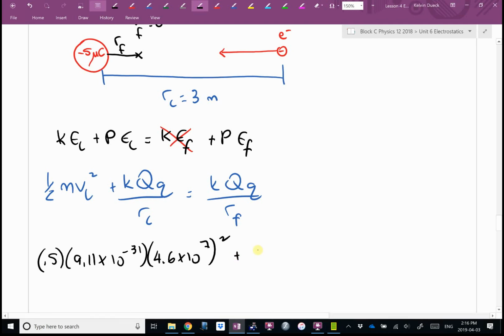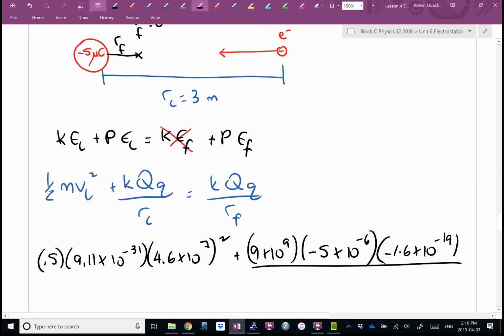A few of you are smiling, bringing up past memories. Plus 9 times 10 to the 9th. Big Q negative 5 times 10 to the negative 6. Little q, Hannah, it's an electron. Can't be 1.6 times 10 to the negative 19. It's an electron, negative. All over, r initial is 3.